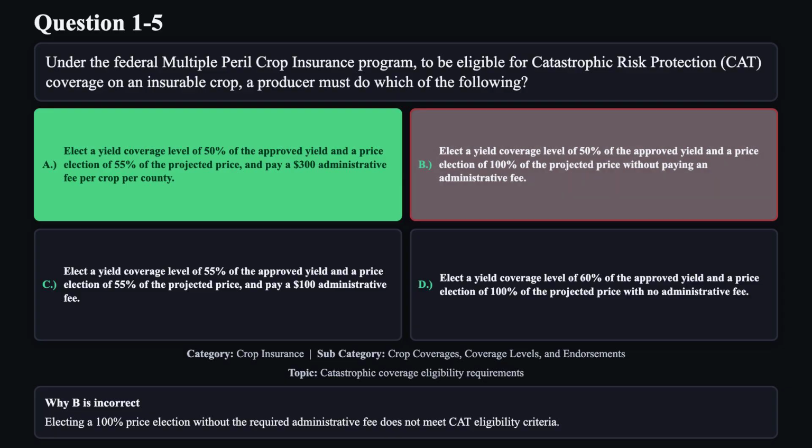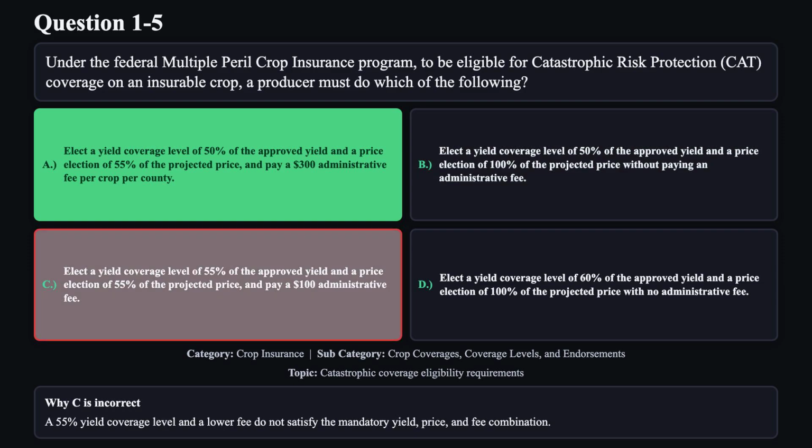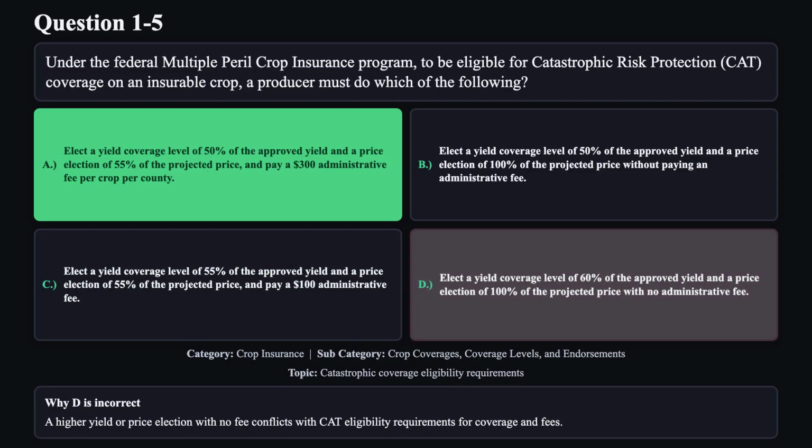Reason B is not correct. Electing a 100% price election without the required administrative fee does not meet CAT eligibility criteria. Reason C is not correct. A 55% yield coverage level and a lower fee do not satisfy the mandatory yield, price, and fee combination. Reason D is not correct. A higher yield or price election with no fee conflicts with CAT eligibility requirements for coverage and fees.